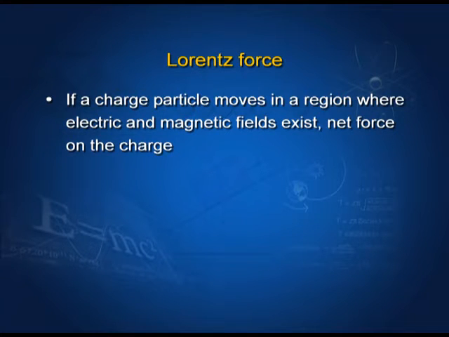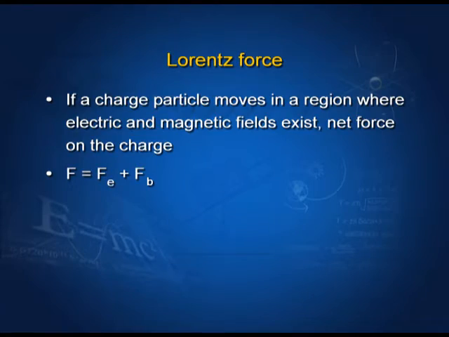Lorentz force. As we know, if the charged particle is moving in the magnetic field, then it experiences only the magnetic force, which is equal to q into v cross B. Whereas, if the charged particle is passing through an electric field, then it experiences the electric force F equals q into E, where E is the electric field. If we have a situation in which the electric field and the magnetic field simultaneously exist in the same region and the charged particle passes through that region, then it will experience the force F equal to the electric force plus the magnetic force.